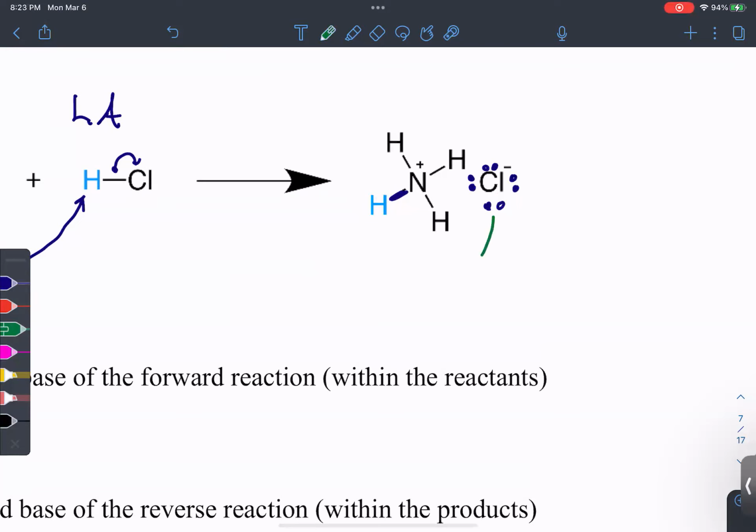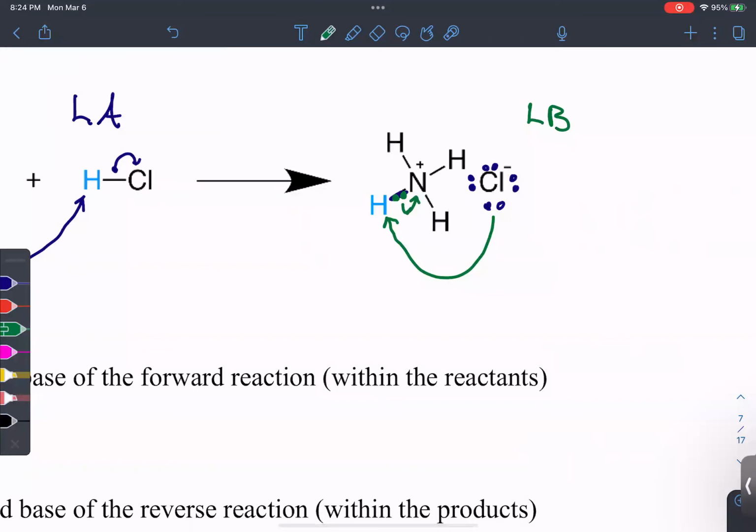One of the lone pairs on chloride is going to grab that hydrogen, that proton, and then the two electrons in that covalent bond are going to attach to nitrogen. The arrows are showing where the electrons are moving. Is chloride accepting or donating electrons? It's donating. If it's donating electrons, it's a base, so it's a Lewis base. So the nitrogen is doing what? It is accepting the electrons.